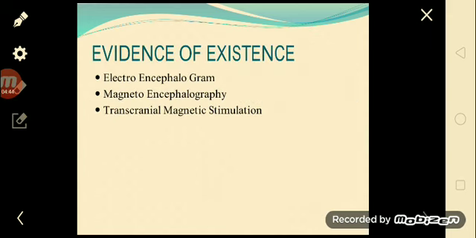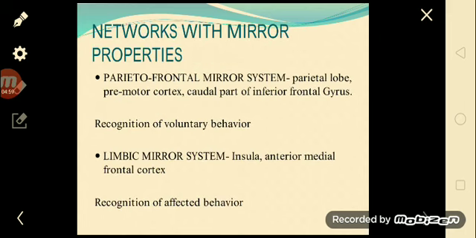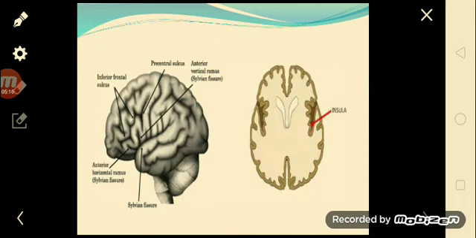So how can we know whether these mirror neurons are present or not? Electroencephalogram, magnetoencephalography, and transcranial magnetic stimulation are the evidence of the existence of mirror neurons. There are two networks in the mirror neurons: the parietofrontal mirror system and the limbic mirror system. The parietofrontal mirror system extends from the parietal lobe into the premotor cortex to the caudal part of the inferior frontal gyrus. This is the parietofrontal mirror system, from the parietal lobe to the inferior frontal gyrus.